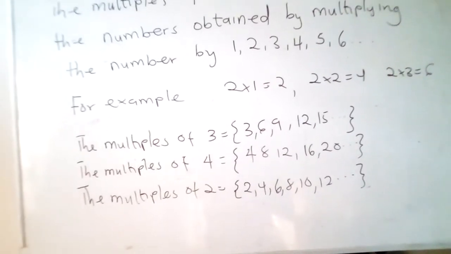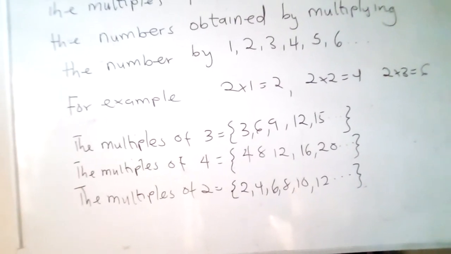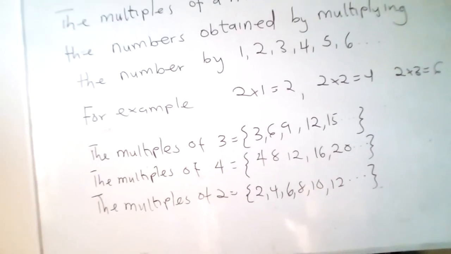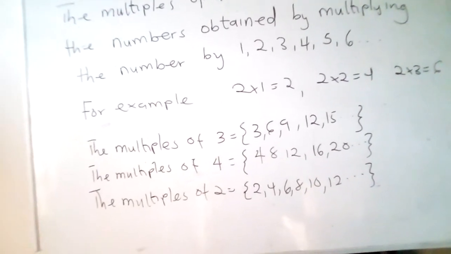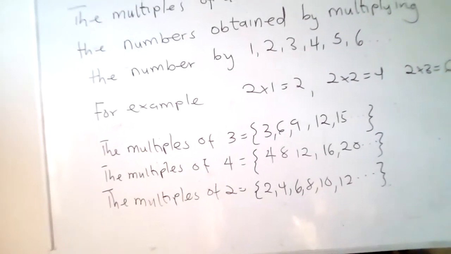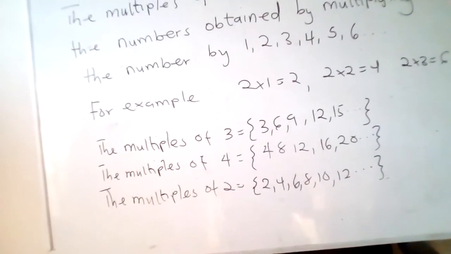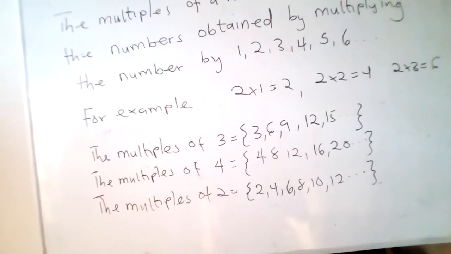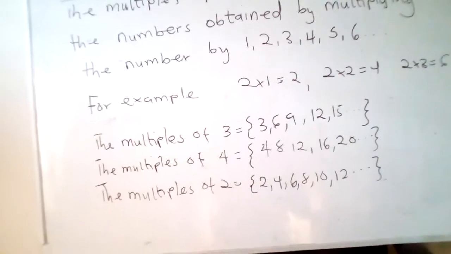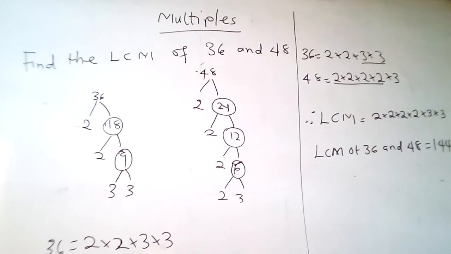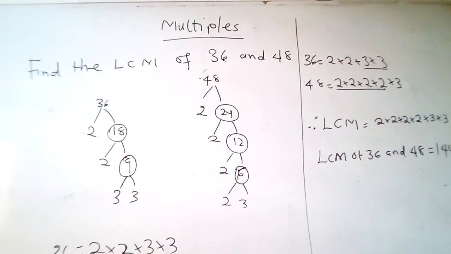So, the least common multiple, which is LCM, of given numbers is the smallest multiple which can be divided by the given numbers without leaving what? A remainder. So let us use prime factorization by inspection to determine the LCM, which is least common multiple, of given numbers. So the question is, find the LCM of 36 and 48.